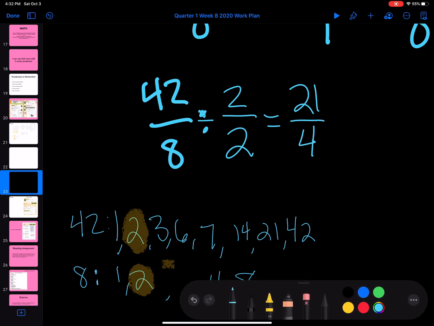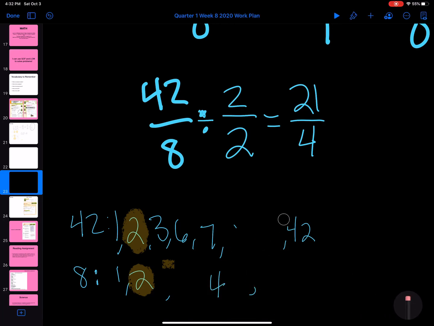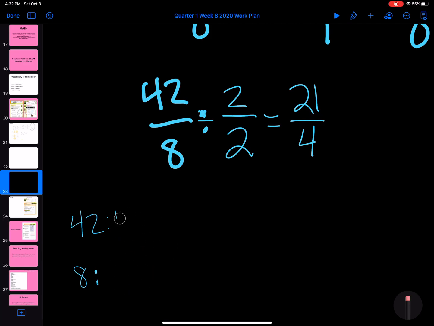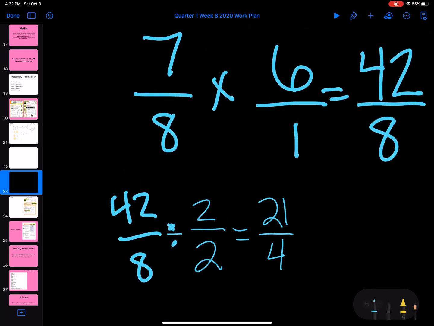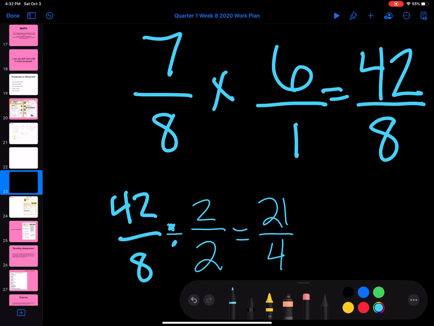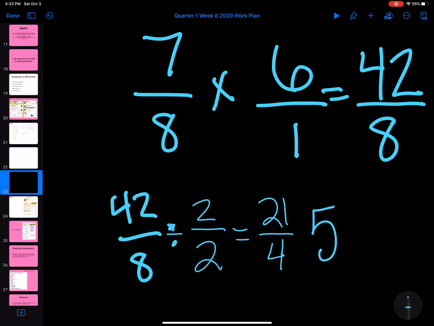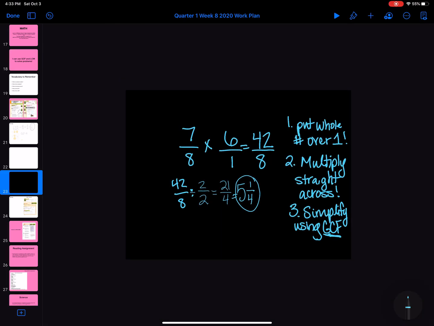So now I need to change my improper fraction, which is the answer I got, into a mixed number. The way to do that is to see how many times the denominator can fit into the numerator equally. So 4 fits into 21 5 equal times, because 4 times 5 equals 20. And then you have 1 left over to get to 21, and your denominator stays the same. So my answer would be 5 and 1/4. So that is how you multiply a fraction by a whole number.